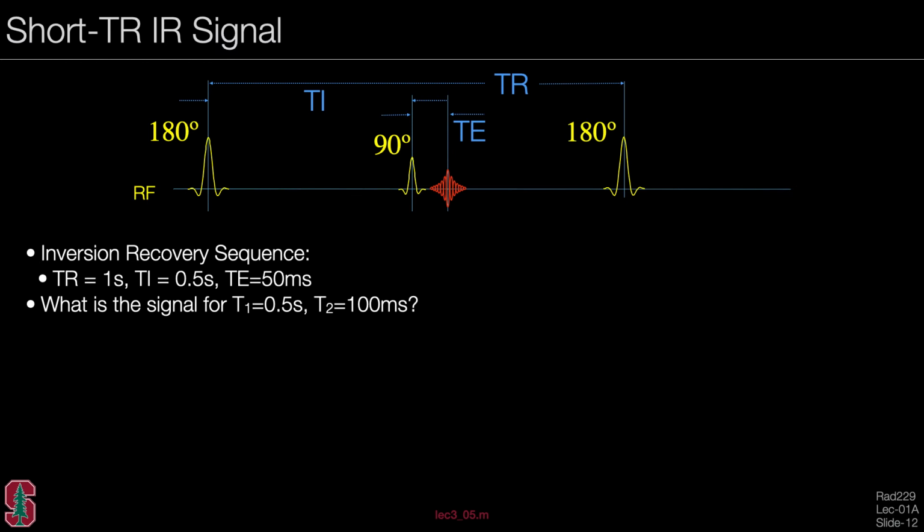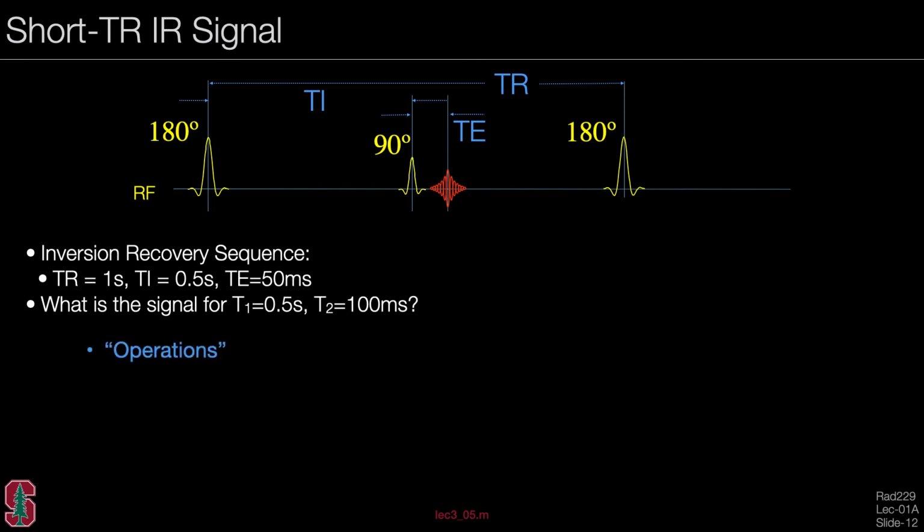So here we've selected a TR of 1 second, but an inversion time of half a second. The TE is 50 milliseconds, and then we've chosen a T1 of half a second and a T2 of 100 milliseconds. So you can already see that probably the transverse magnetization will die out by the end. However, the longitudinal magnetization, it should be clear by inverting this that we will certainly not recover to equilibrium here.